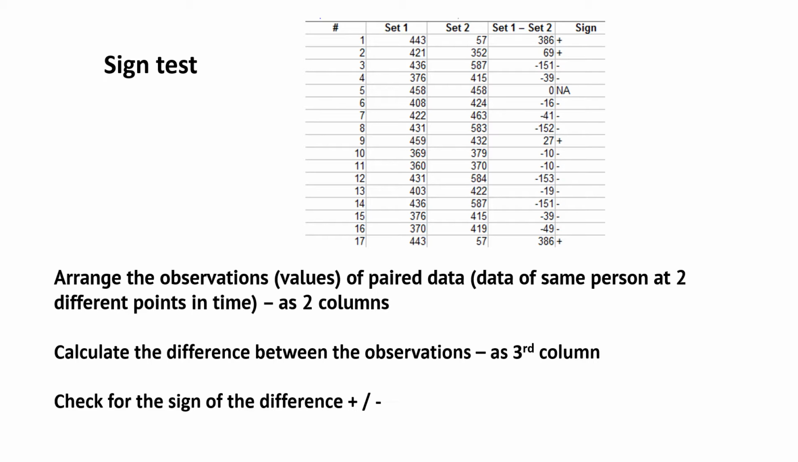436 minus 587. So the difference is minus 151. So the sign is minus. Next also minus, right? 376 minus 415. It is minus 39. So the sign is minus. Understood?